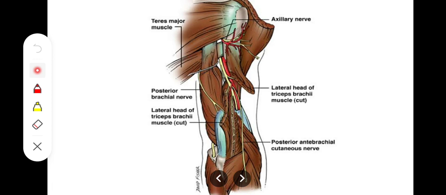Then in the lower region, when it will be entering the anterior compartment, it will be piercing the lateral intramuscular septum, and before that it will be passing through the lateral and medial head. So in the back region it passes between the long head and the lateral head, and when it enters the anterior compartment, it has to pass through the lateral head and the medial head of the triceps brachii muscle, and just before it enters the forearm region, it divides into superficial and deeper branches.